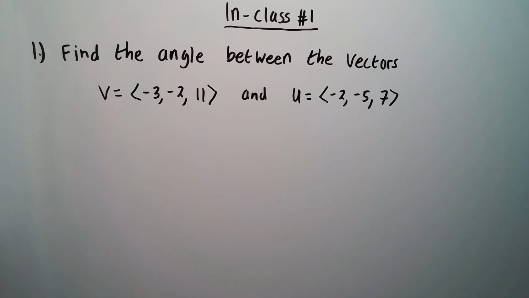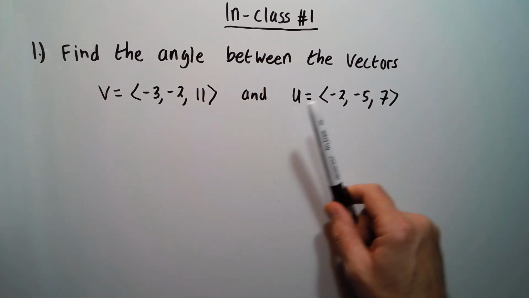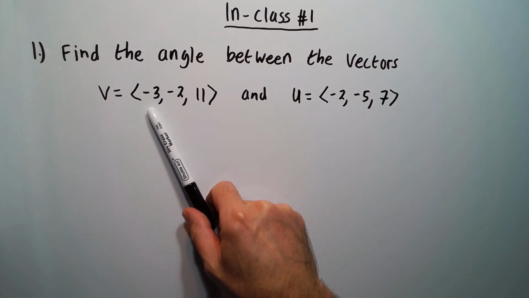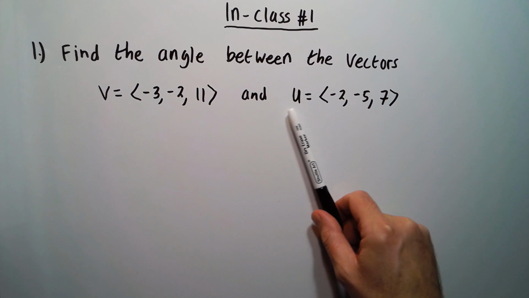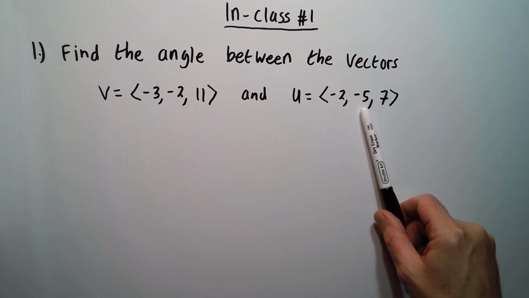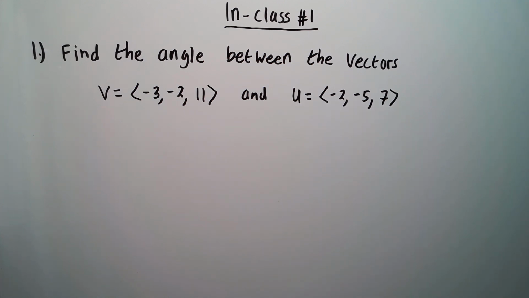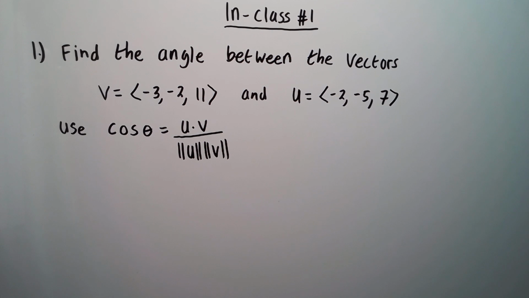Okay, so let's do in class 1, and number 1, it says find the angle between the vectors. So we're given the vector v = (-3, -2, 11), and the vector u = (-2, -5, 7). Okay, so we're going to use theorem 2. So let me write it up here. The cosine of theta equals u dot v over magnitude of u, magnitude of v. Okay, so there's our formula here.